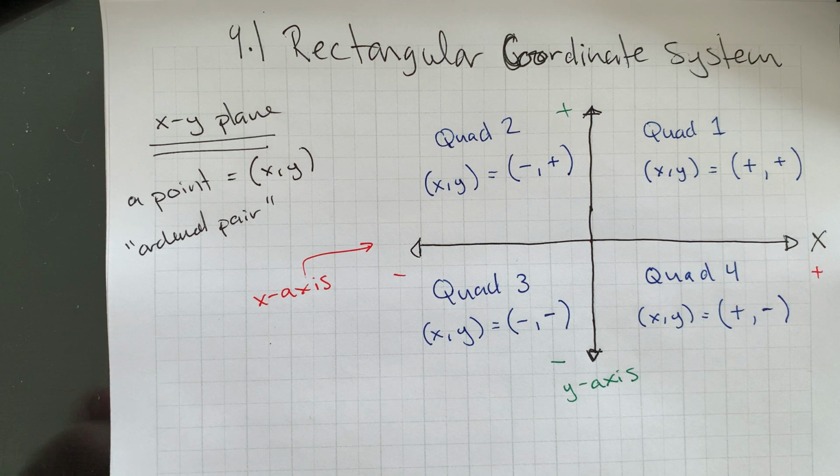So that's the basic layout of this rectangular system. What we're going to do next is plot some points and be able to identify different points from the graphs. So I'm going to pause this video here. That's the layout, the lay of the land. So we'll look at some coordinates here in the next video.